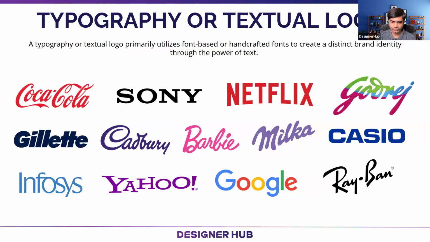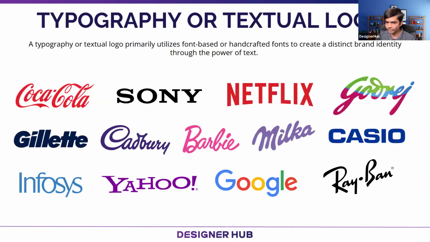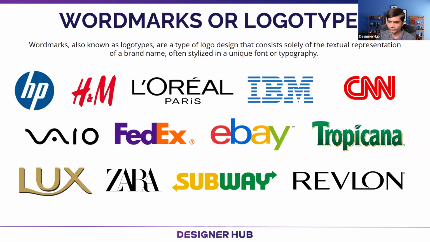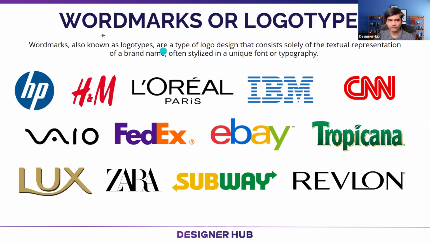Now, if you would ask me, what is the difference? Over here also, word marks and logotypes are nothing but typography. Here also, it's typography or textual logos. What is the difference between them? The small difference is that word marks are those logos which will also have small other modified components added to them.